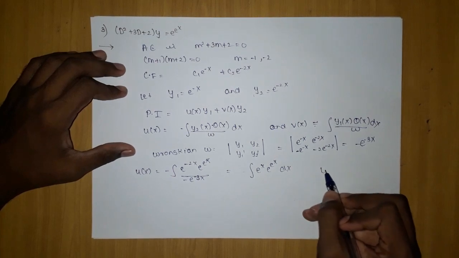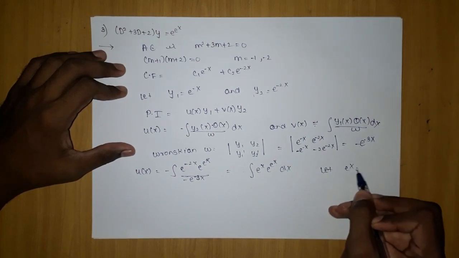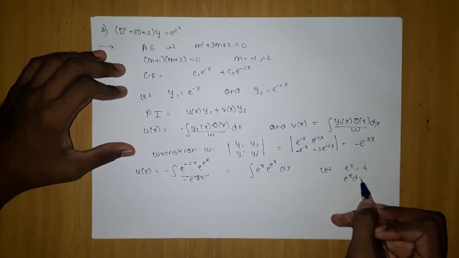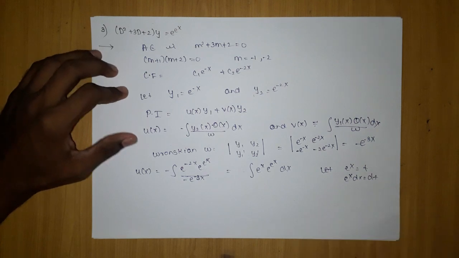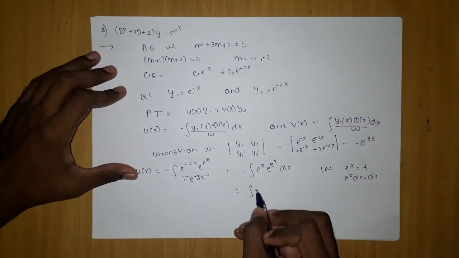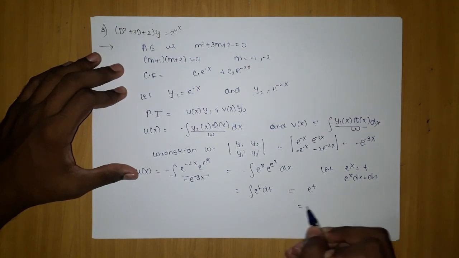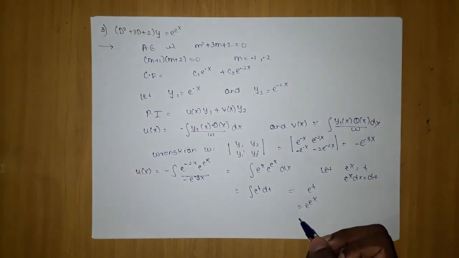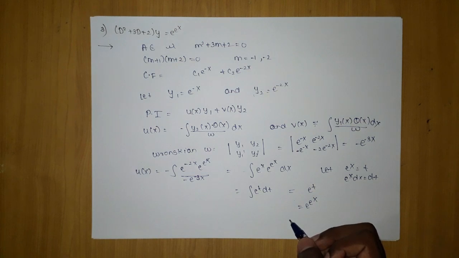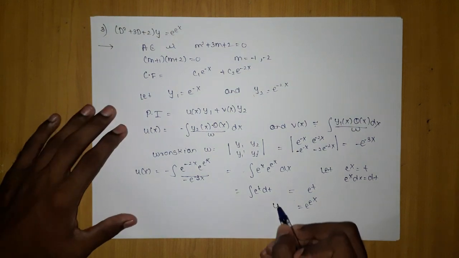You very well know that if we let e to the power x equal t, then e to the power x into dx is nothing but dt. So your calculation will become easy. You will have the integral of e to the power t dt, which gives the final answer e to the power t, which is e to the power x. So you are getting this as your answer, right? So this is your u of x.